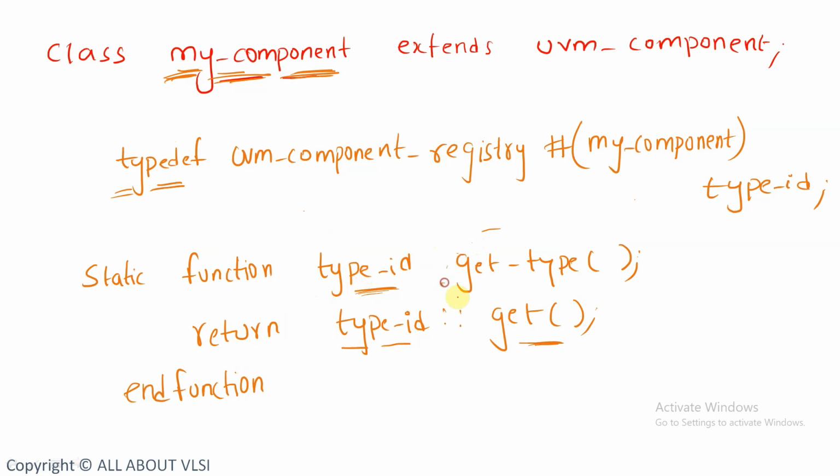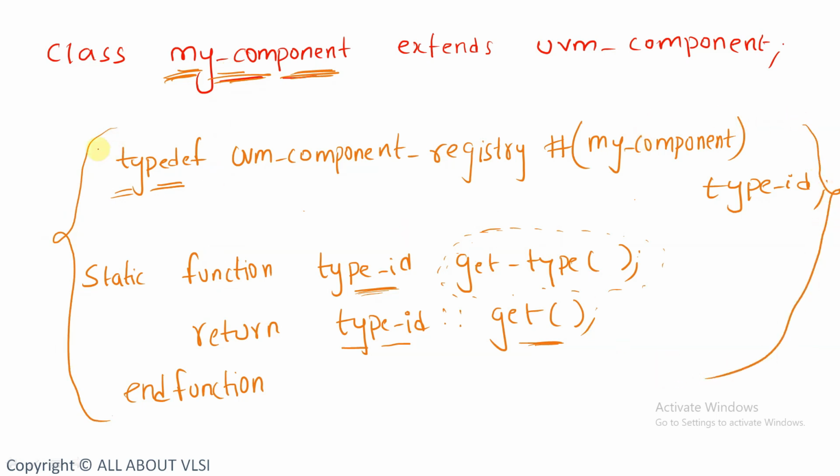And remember this method, we are going to use it when we are using our UVM factory override method. We will use this particular method. Okay, so this is how we are going to create our class with our UVM factory.